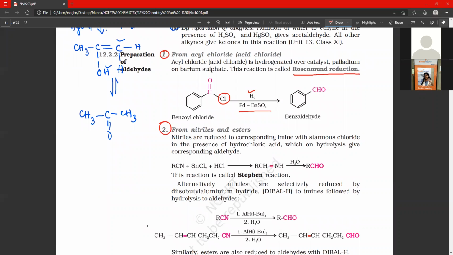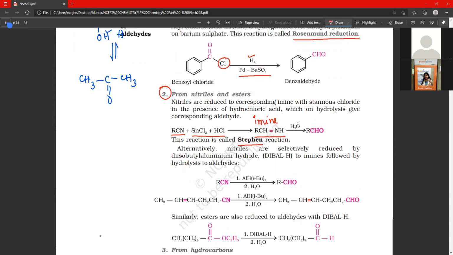Another very, very important reaction which is first done by Stephen. In Stephen reaction, alkane nitrile, okay, is treated with SnCl2 and HCl to produce imine. This compound is known as imine, which on hydrolysis gives us aldehyde. So this is also another important name reaction.